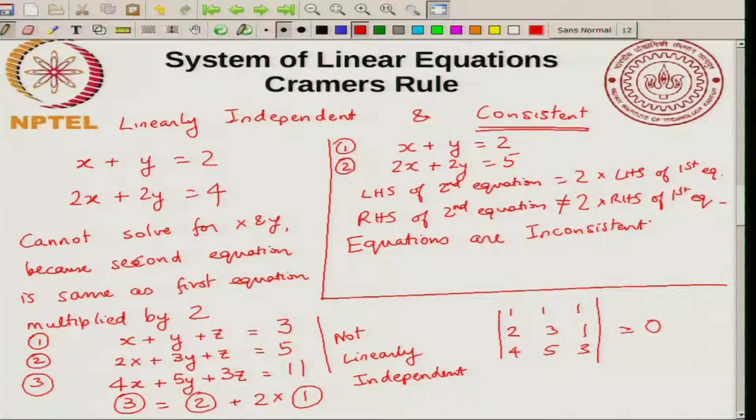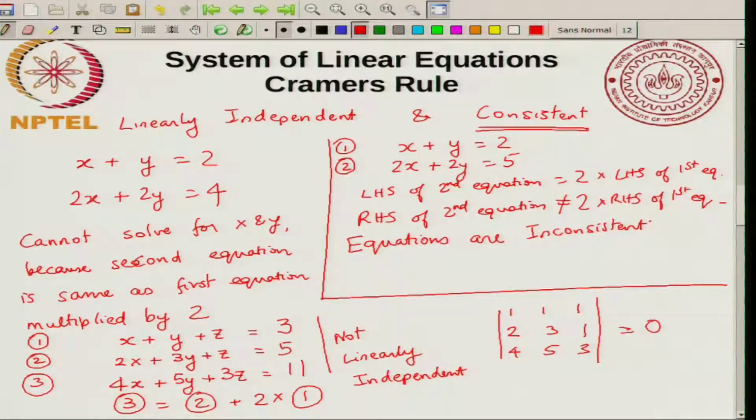That means if I just take the first equation and multiply by 2, I will get 2x plus 2y equal to 4, but here I have 2x plus 2y equal to 5. So, there is no solution. These equations do not make sense, or they are inconsistent. So, clearly you cannot apply Cramer's rule, you cannot solve this system of equations.